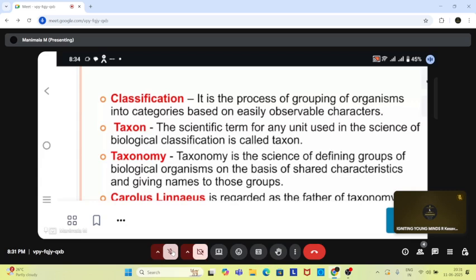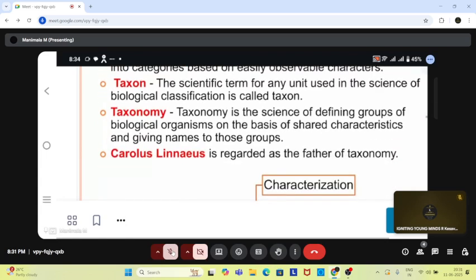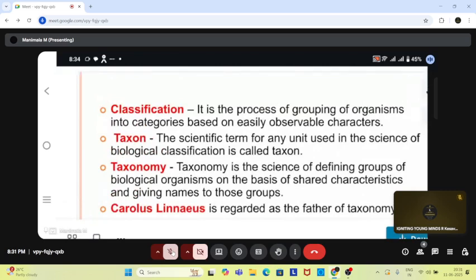Here, some terms were given for classification. The first one is taxon. The second one is taxonomy. These are not characteristics; they are terms given to find out some of the classification. We have some of the categories. Okay, we'll see one by one.